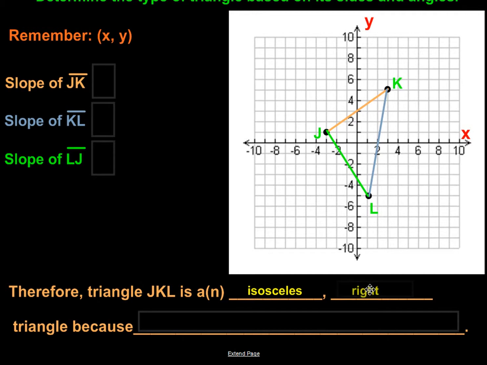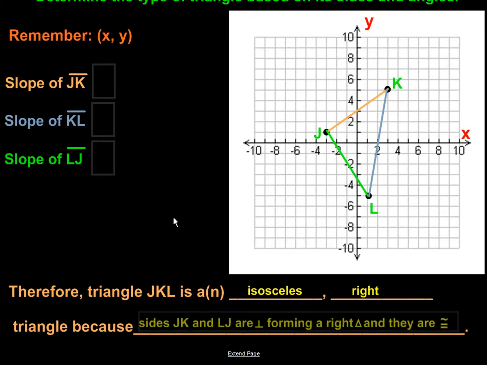And it's an isosceles and right triangle because sides JK and LJ are perpendicular. That makes the right angle. And they are congruent, which makes it isosceles. Okay, last thing we need to do is get the slopes. So we have JK. To move from point J to point K, I have to go up 1, 2, 3, 4, and over 1, 2, 3, 4, 5, 6. Which reduces down to 2 over 3.